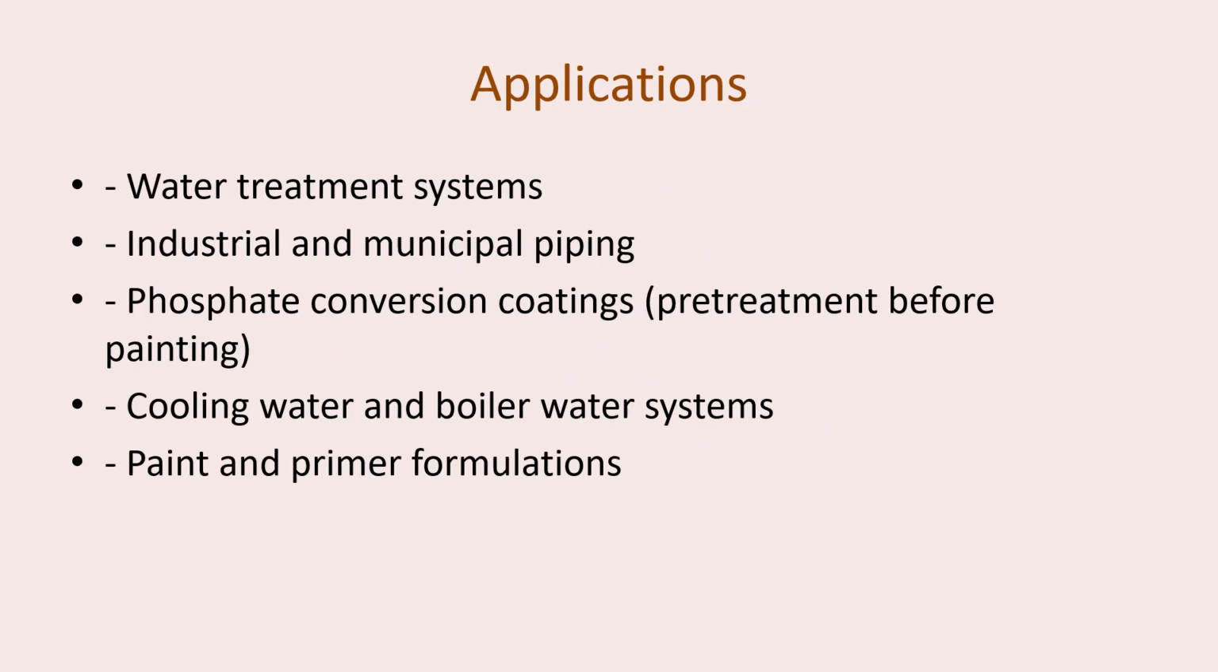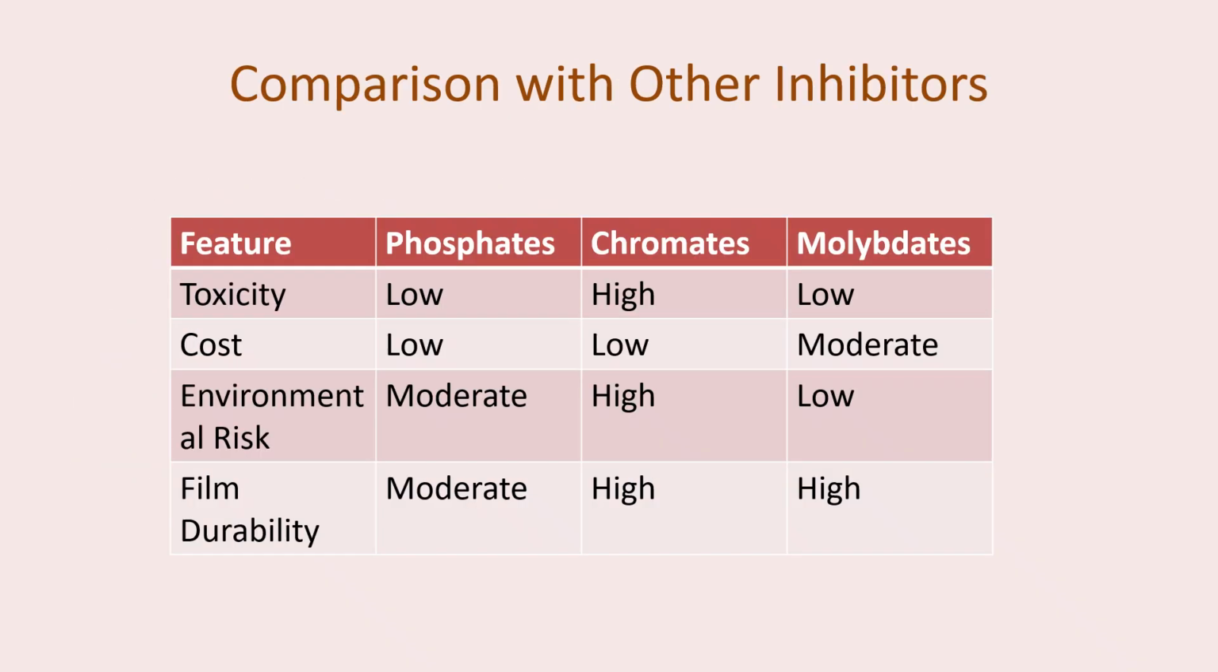What are the applications? It is used in water treatment substances. It can be used in industrial and municipal piping. Phosphate conversion coating is given as an undercoat for painting. Cooling water and boiler water systems can use it. In that also this type of coating can be used. Paint and primer formulations, in that also it is used.